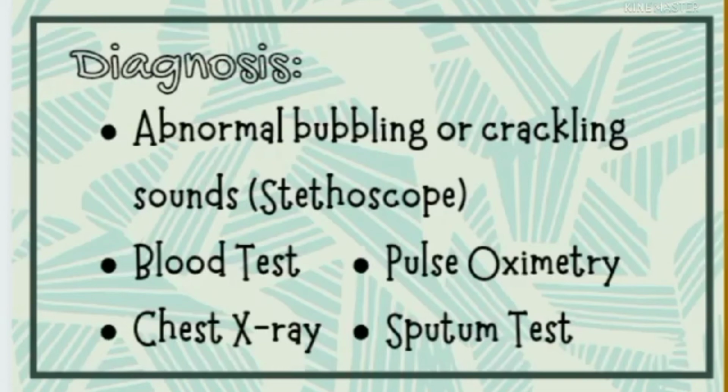Next one here is X-ray. X-ray is for them to look for inflammation in your lungs. A chest X-ray is often used to diagnose pneumonia. And the last one here is a sputum test. Your doctor may test a sample of sputum, or spit, or mucus from your cough to find out what germ is causing your pneumonia.